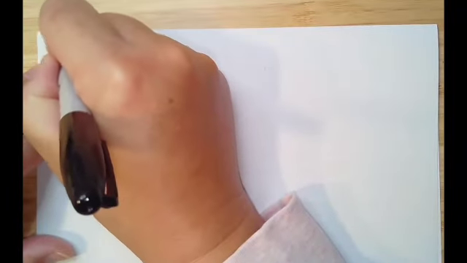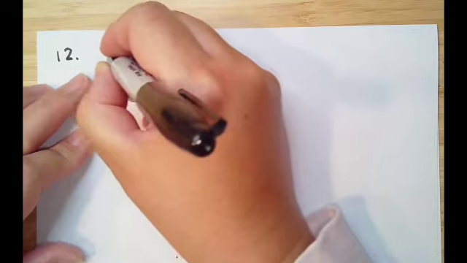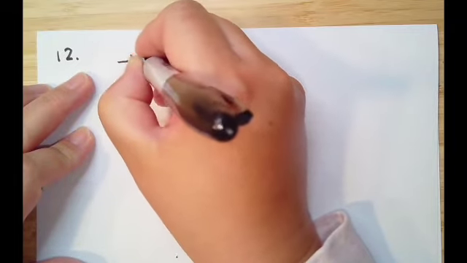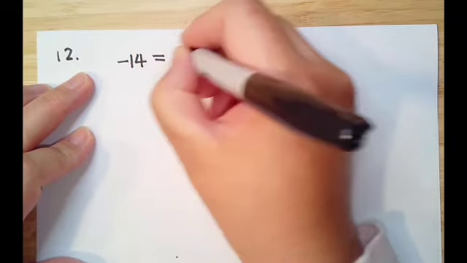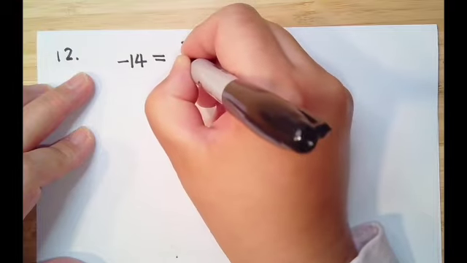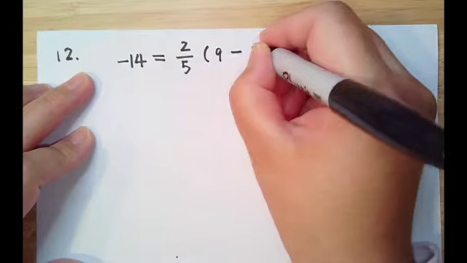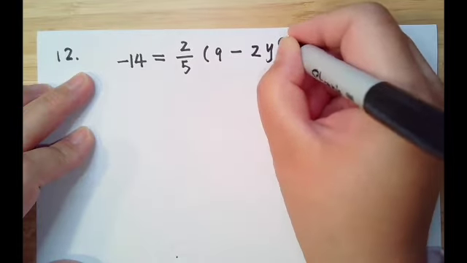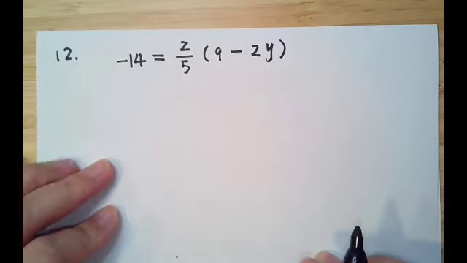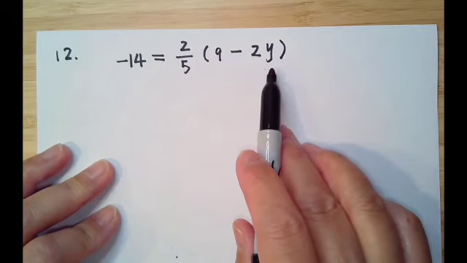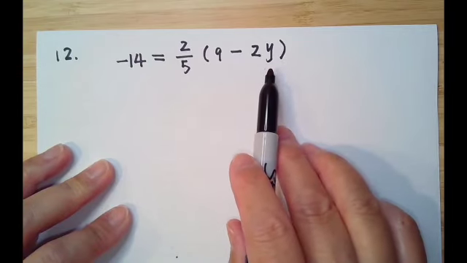Number 12. It's a lot of questions we worked for, right? So we work on negative 14 equals 2 over 5 times 9 minus 2y. I'm looking for y. I need to solve for y. It's on the right side.